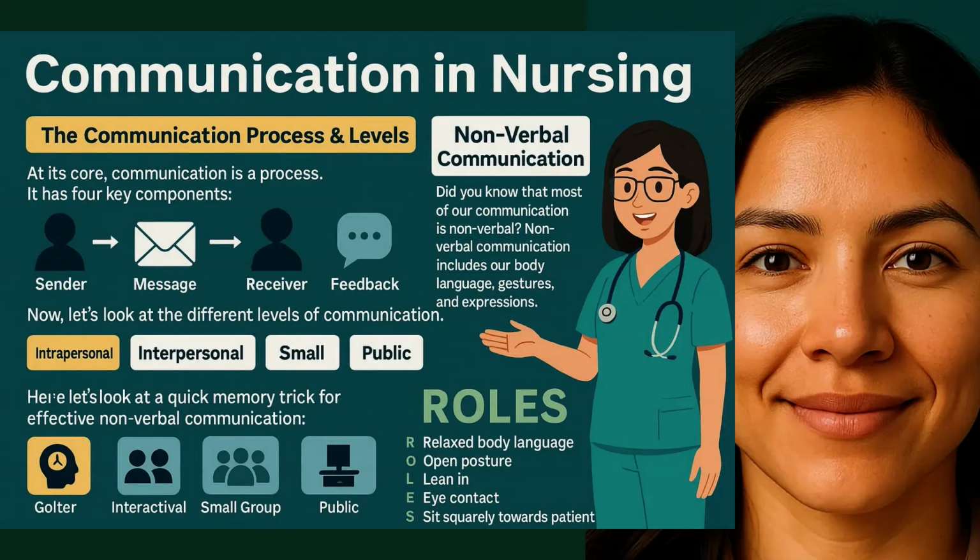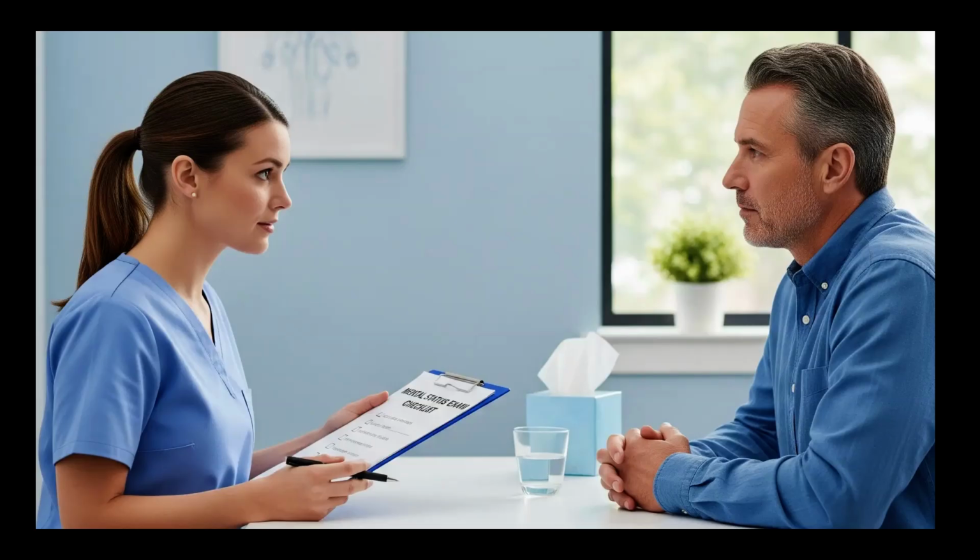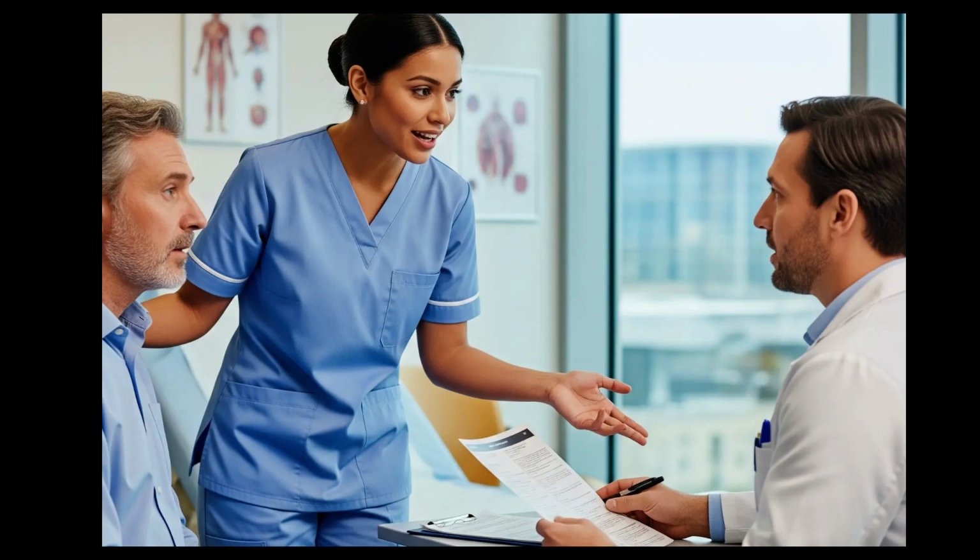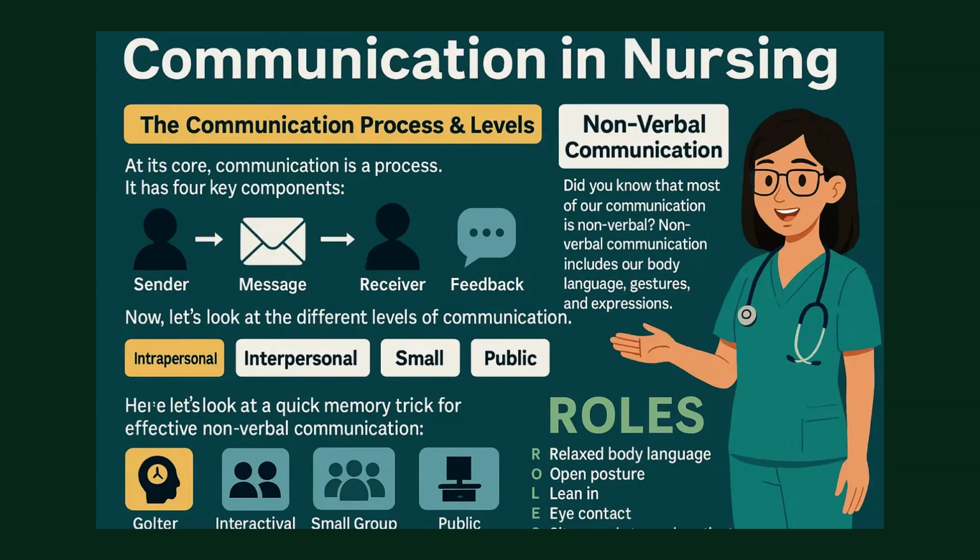Now let's look at the different levels of communication. Intrapersonal. This is communication happening within yourself. It's your own thoughts and internal monologues. Think of the A in intrapersonal for alone. Interpersonal. This is communication between two people. Small group. Communication with a small group of people, like a team meeting. Public. Communication with a large group, like a presentation.